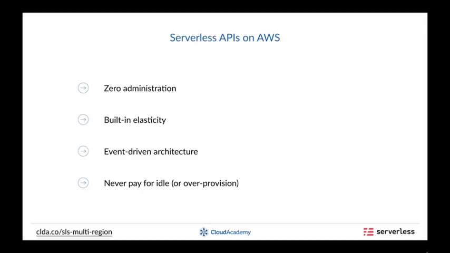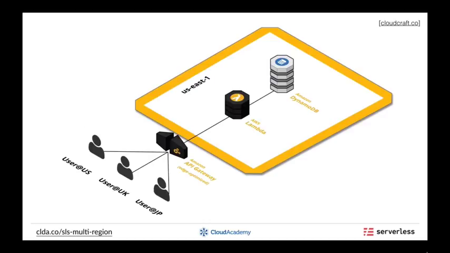So let's see what it looks like on AWS. This is the typical single-region setup, for example, in US East 1. In such a setup, a very simple application, let's say, has one Lambda function and one DynamoDB table.